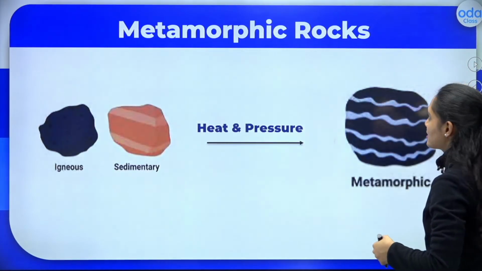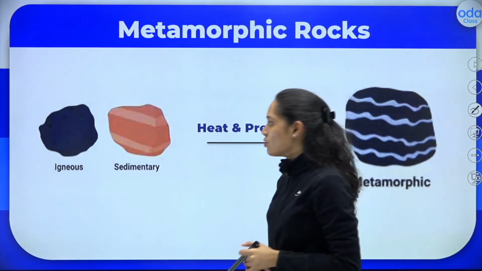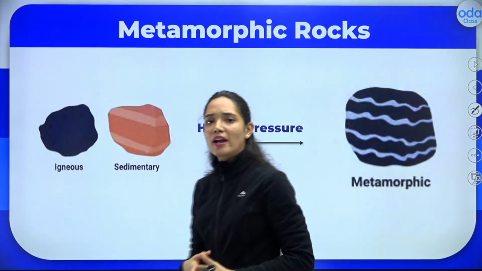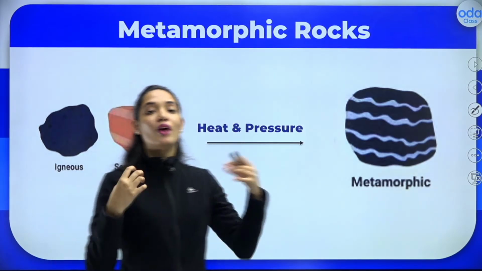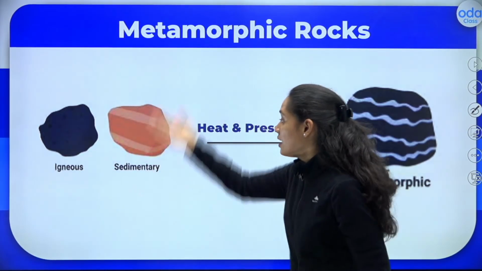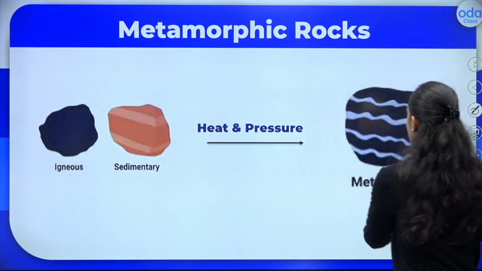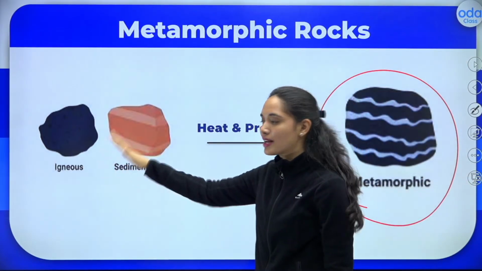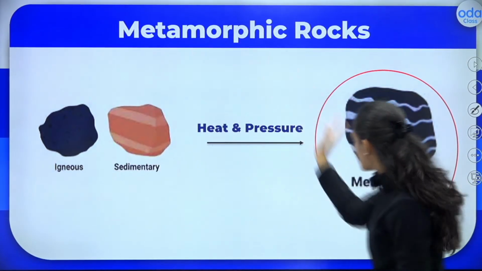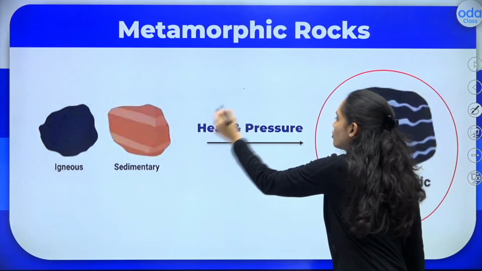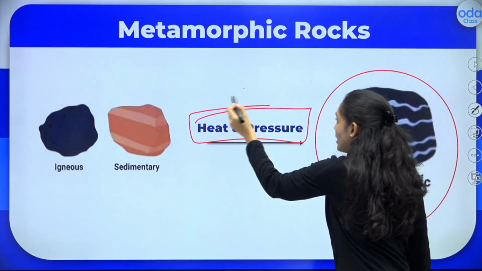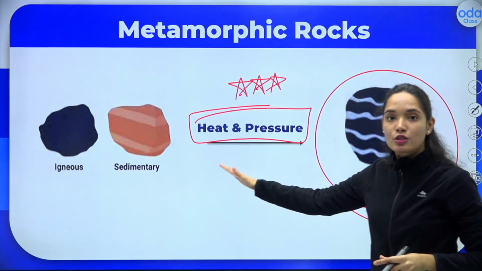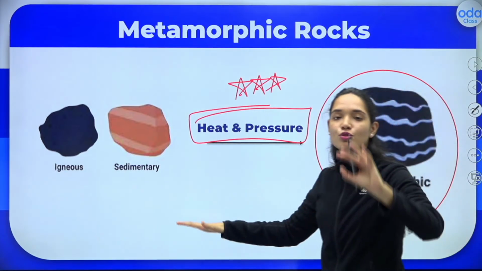Now the question arises, how are they formed? So students, when igneous and sedimentary rock are supplied with enormous heat and pressure, these rocks are transformed into metamorphic rocks. Clear, students? So the original rocks are igneous and sedimentary. They are transformed into metamorphic rocks due to heat and pressure. Very, very important, students. These are transformed into metamorphic rock due to heat and pressure.